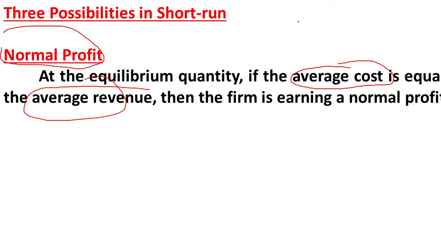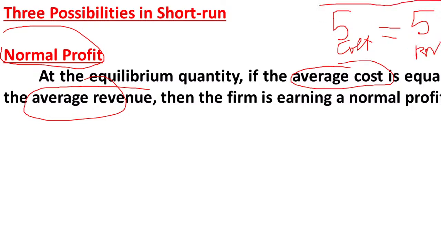For example, imagine I am producing a pen. To produce one pen I am spending 5 rupees. So it is the cost of production. To produce one pen I have spent 5 rupees, and I am going to sell this pen at 5 rupees. So this is the average revenue, the income earned by selling one pen. In this case, the firm will not make any profit. So this is known as the case of normal profit.